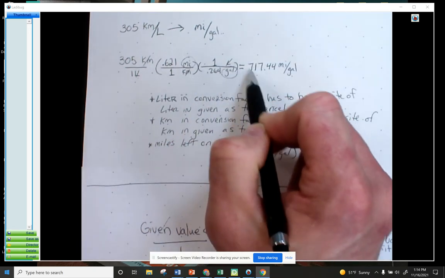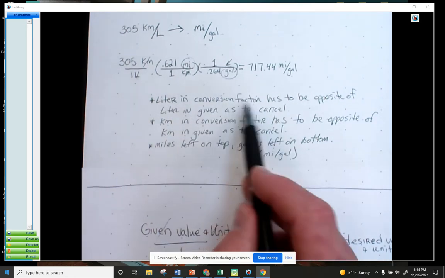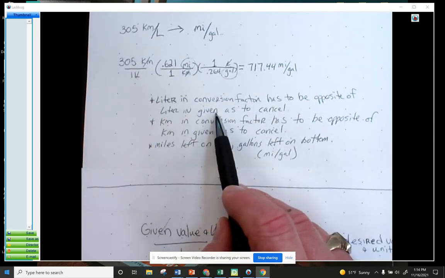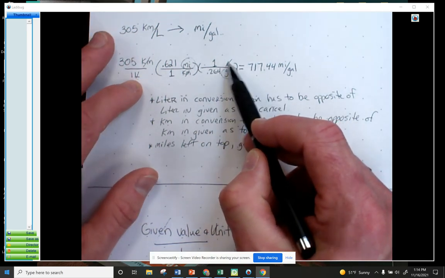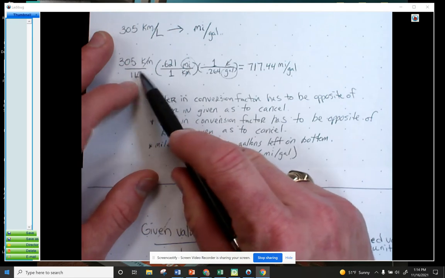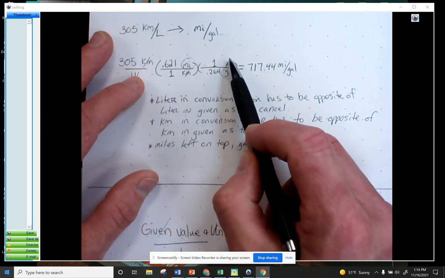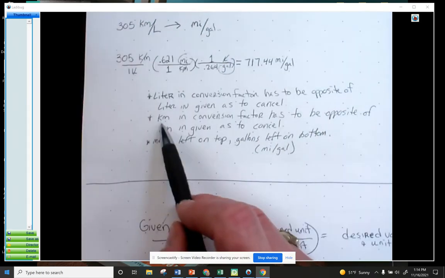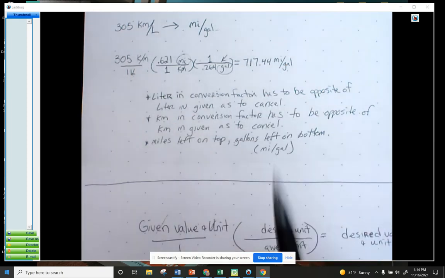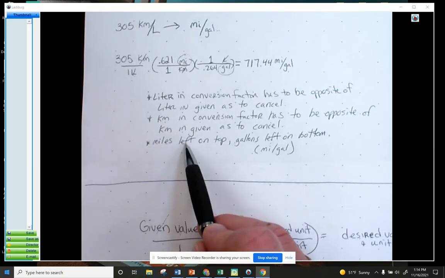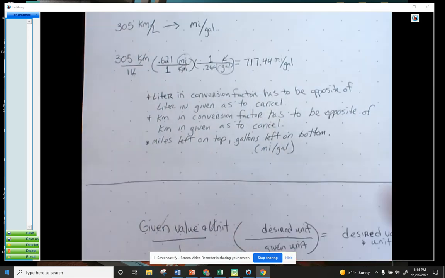this final figure. A few notes here: the liter in the conversion factor has to be opposite of the liter in the given so that they cancel. That sometimes hangs people up because you've usually been doing the given on the bottom, but in this case, there is a given on the bottom here, so you need to have your given on the top in the conversion factor. Kilometers in the conversion factor has to be opposite of the kilometers in the given. And the miles left on top, gallons left on the bottom, miles over gallon, is your answer.